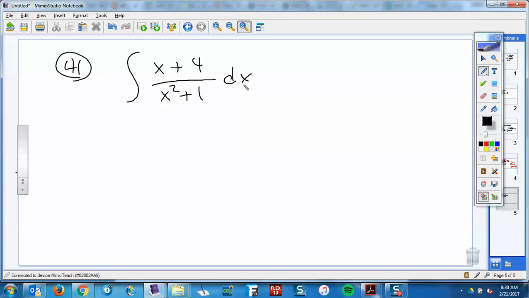Plus 4 is in the way. It's not x dx setting up there. It's x plus 4 dx. That's different. So it's a good thought, but we don't. What's the other thing you think of when you see x squared plus 1 down there?